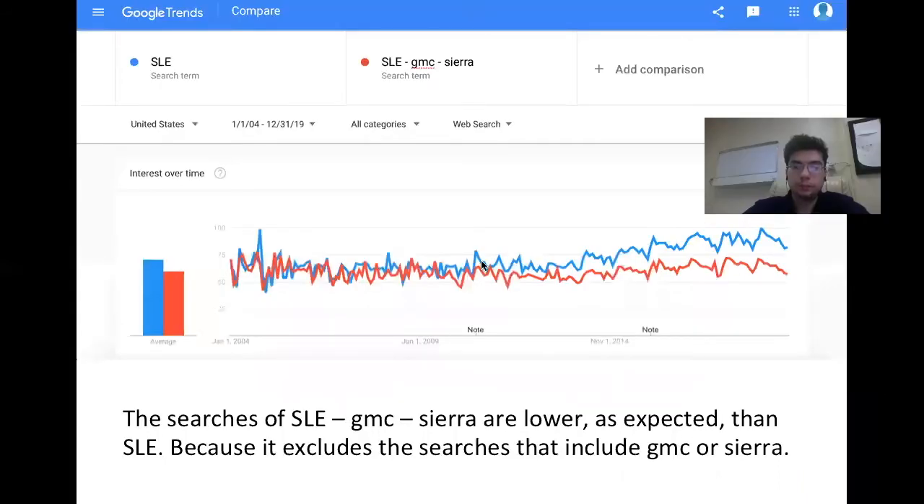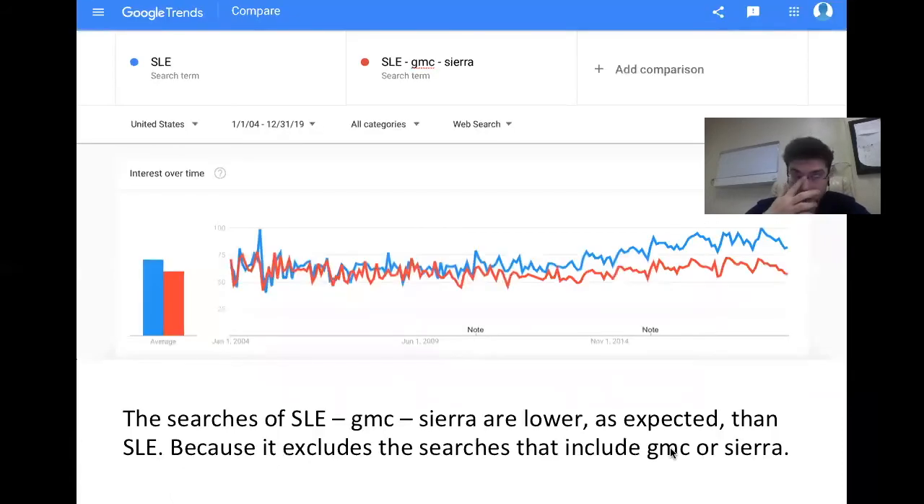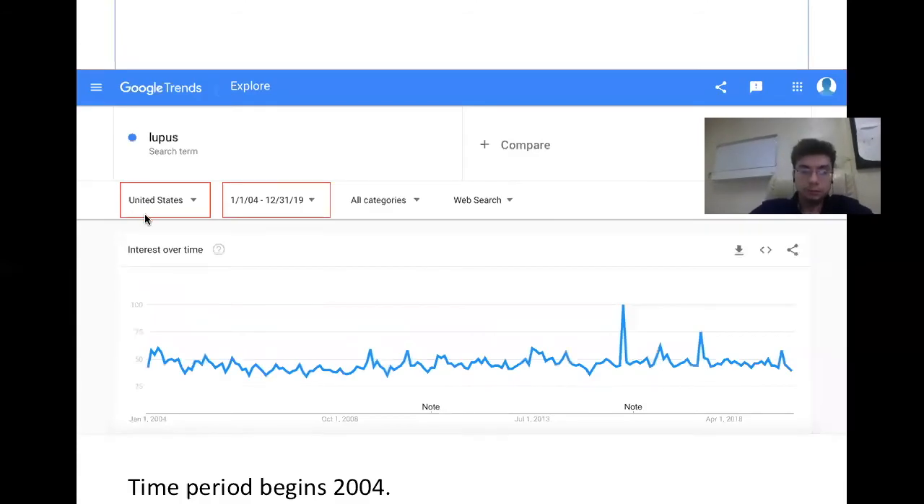An alternative approach would be to choose the health category rather than all categories in the category section. In this option, the normalization process will be among only health searches and not all searches. As expected, the searches for SLE minus GMC minus Sierra are lower than that for SLE because it excludes the searches that include GMC or Sierra, which were the top searches before. This is one way to optimize for the specific keyword we are looking for. The other ways are, we can also choose and set the region and time period for search. We may choose the countries and the time, and usually the time period begins from 2004.